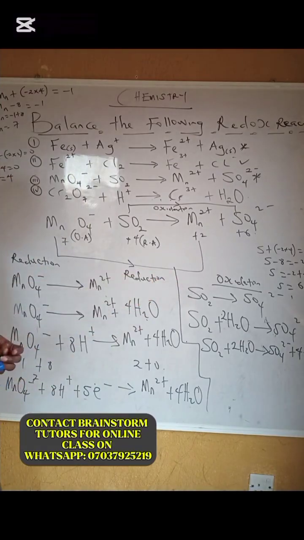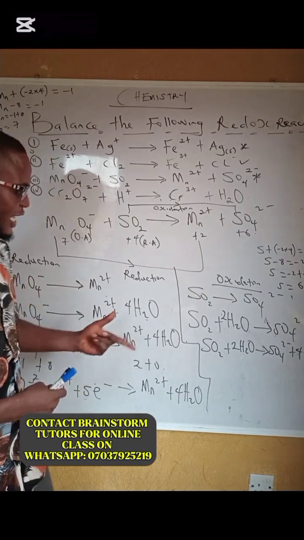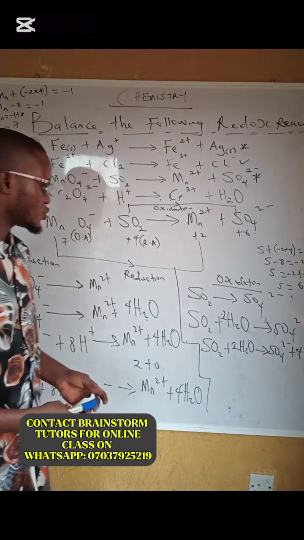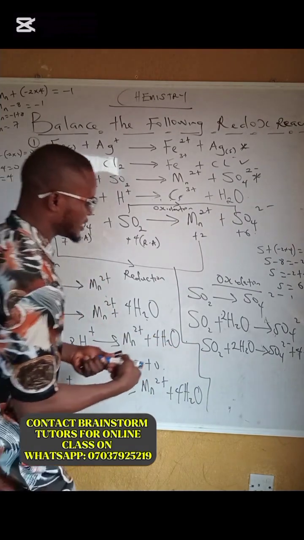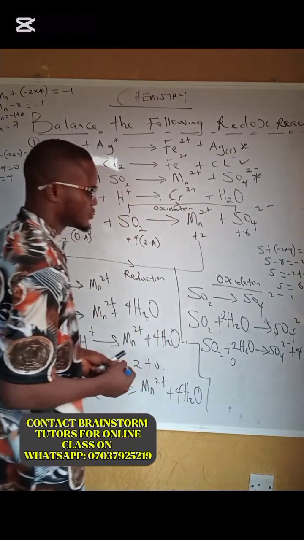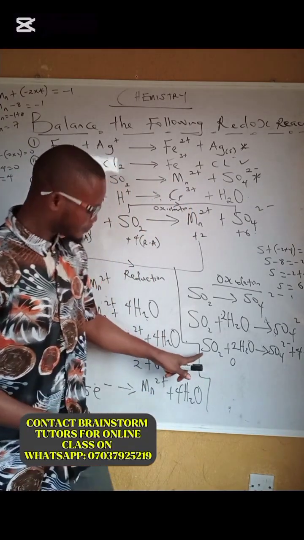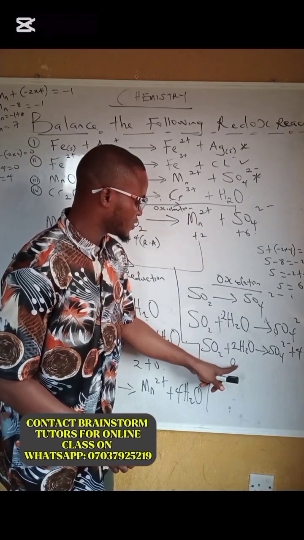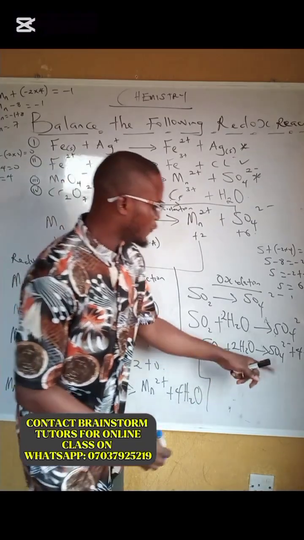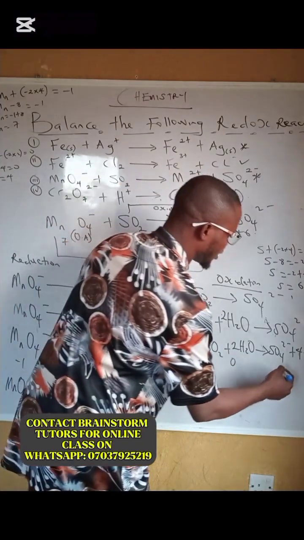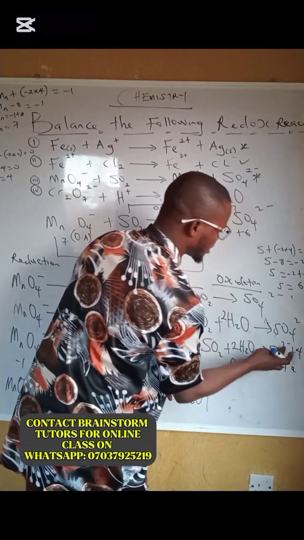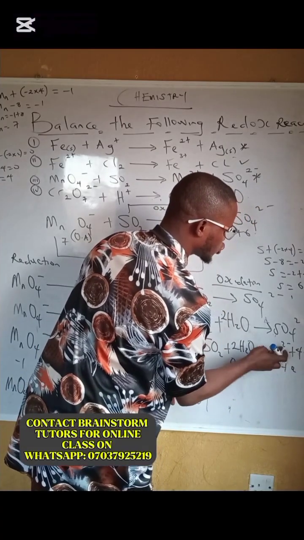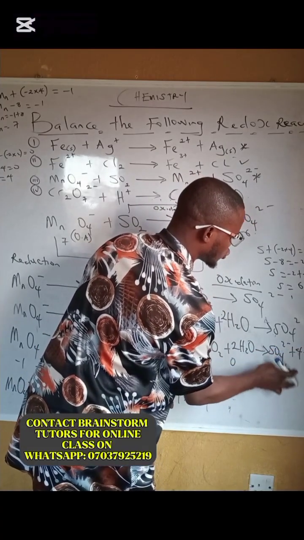So now, the next thing I have to do is my charge count. If you look at what I have here, the charge I have here is 0, because sulfur dioxide is 0, water molecule is 0. It carries no charge. But if you look at this side, the charge that we have here is plus 2, because this is minus 2 plus 4, that is plus 2.